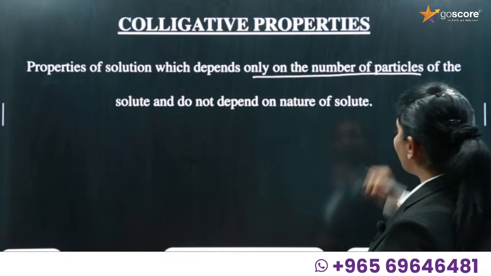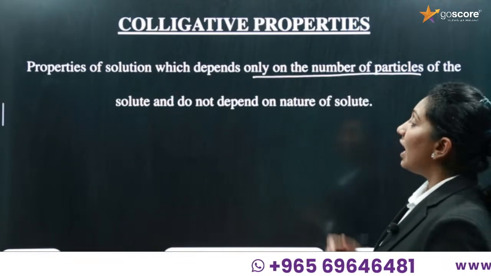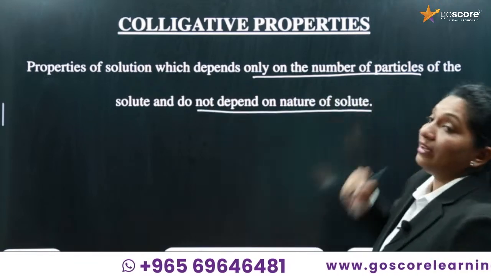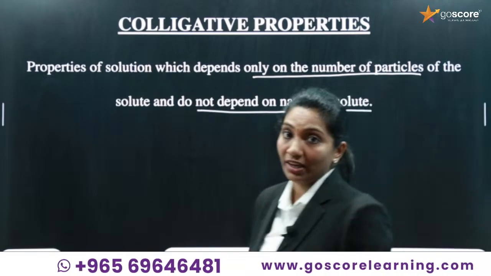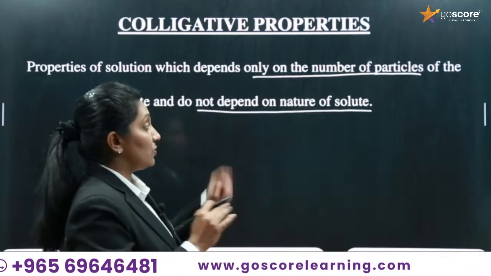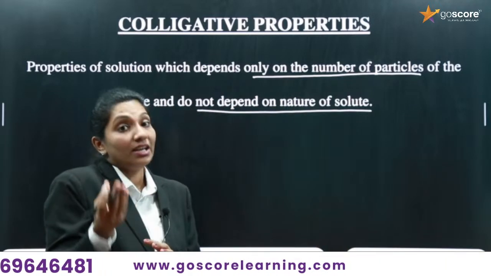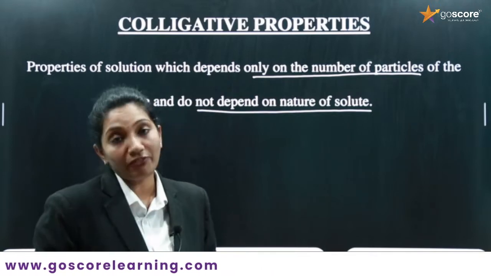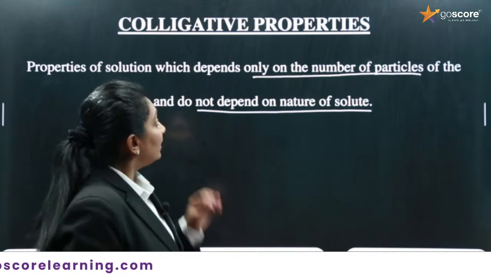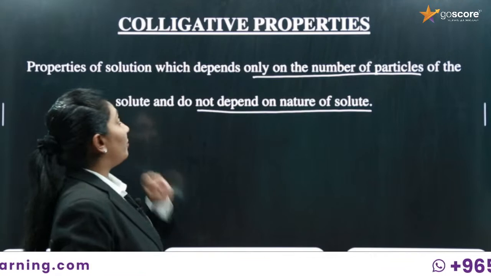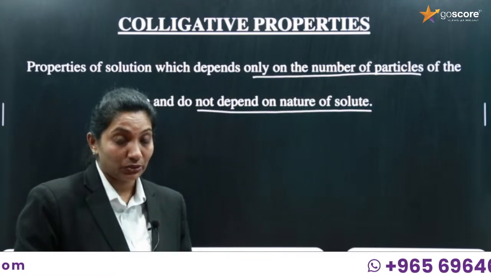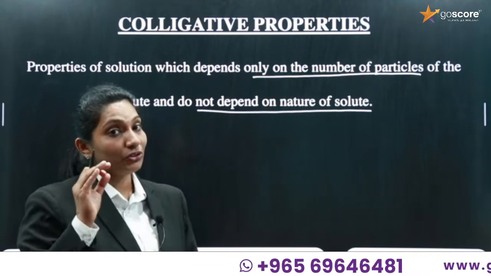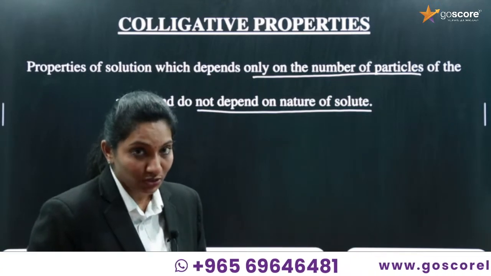Only on the number of particles of the solute and not on the nature of the solute. That depends on the amount of solute and not on the nature of the solute. That type of property is what we call a colligative property: those properties which depend on the amount of solute and not on the nature of the solute.